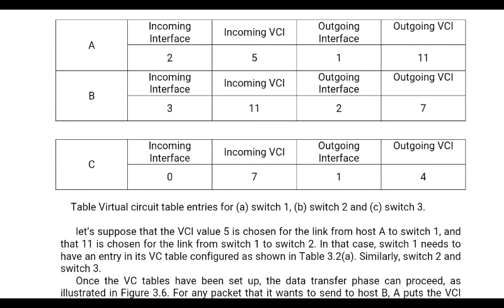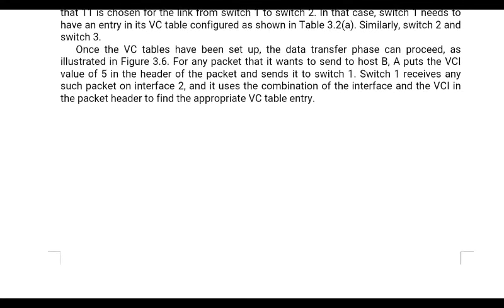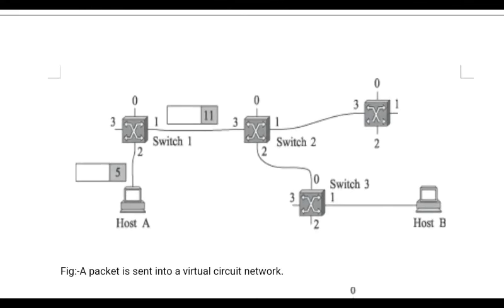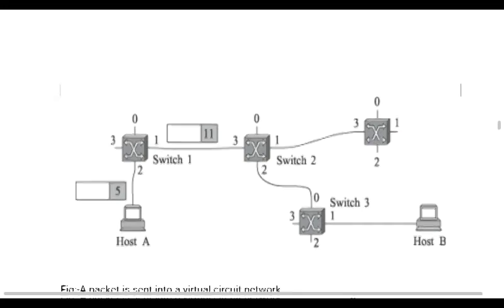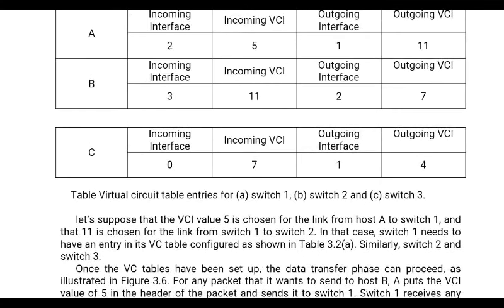So it is going to write the outgoing interface as 2, and while transmitting it is going to put the outgoing VCI as 7 on the header of that particular packet. Now switch 3 is going to receive this. What is the incoming interface? On which port has it received? Switch 3 is going to receive the packet forwarded by switch 2 on port number 0. So the incoming interface is 0.